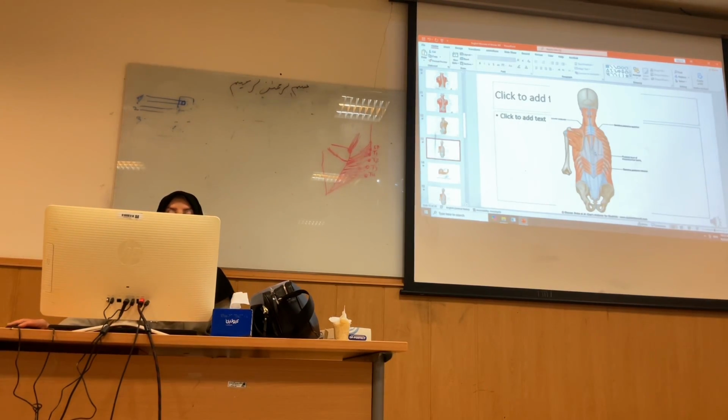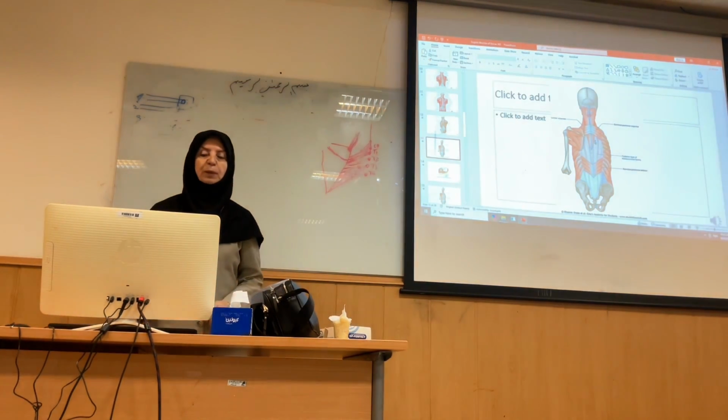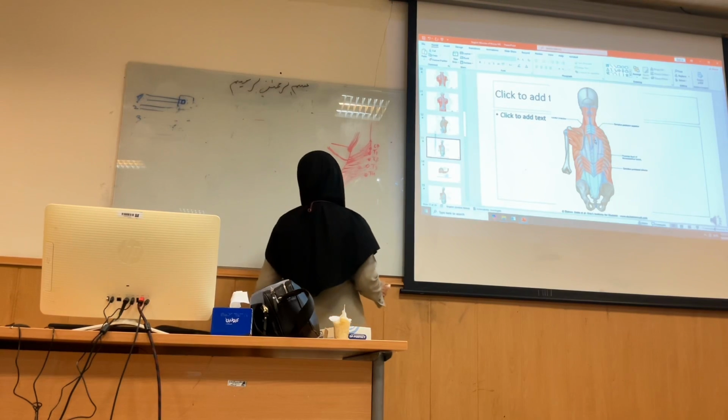Where is the thoracolumbar fascia? This white sheet, fascia. The serratus posterior inferior also has some attachment to the thoracolumbar fascia. In your exam, it is possible to ask you which of the following muscles has attachment to the thoracolumbar fascia. You should remember the latissimus dorsi, you should remember the serratus posterior inferior muscle. Okay? Now, about the serratus posterior superior and serratus posterior inferior.